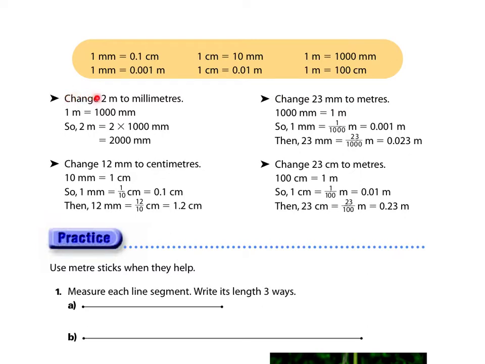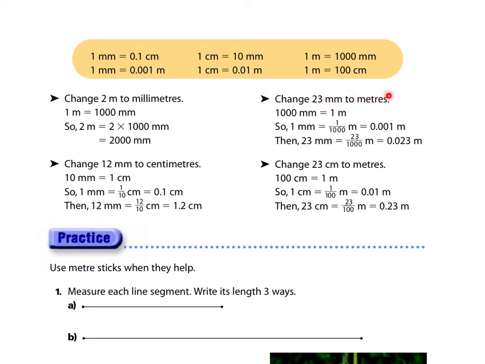So for example, if we wanted to change 2 meters to millimeters, we know that in 1 meter there are 1,000 millimeters, so we would have 2 groups of 1,000, which would make it 2,000 millimeters. If we wanted to change 12 millimeters to centimeters, if we know there are 10 millimeters in 1 centimeter, well, then it's 1/10th of that. So we would move our decimal place 1 back, and we would do the same thing with 12. We would move our decimal place 1 back, so it would be 1.2 centimeters.